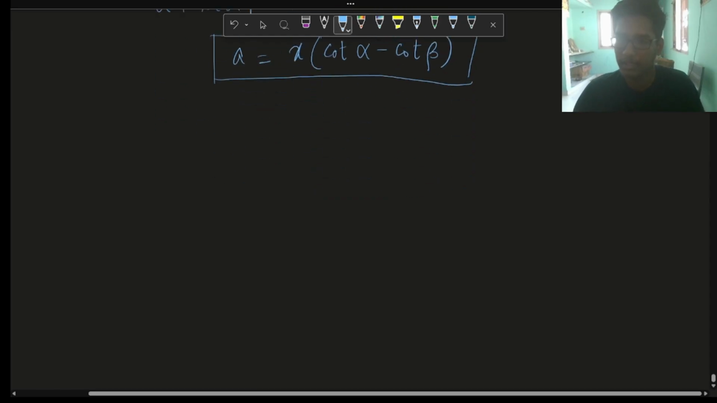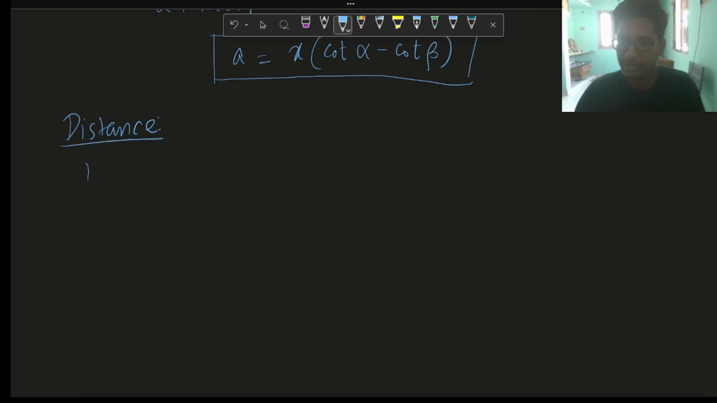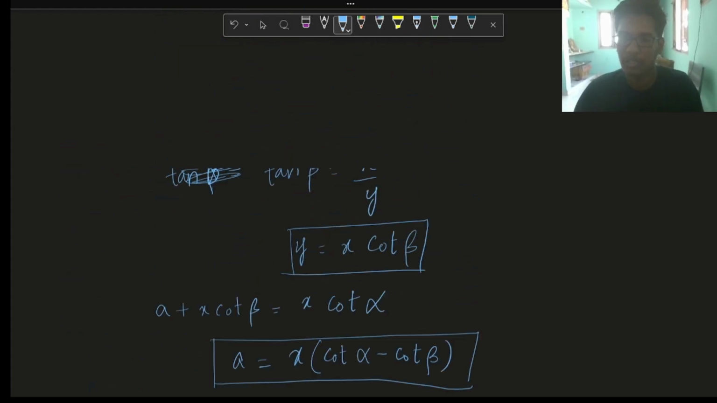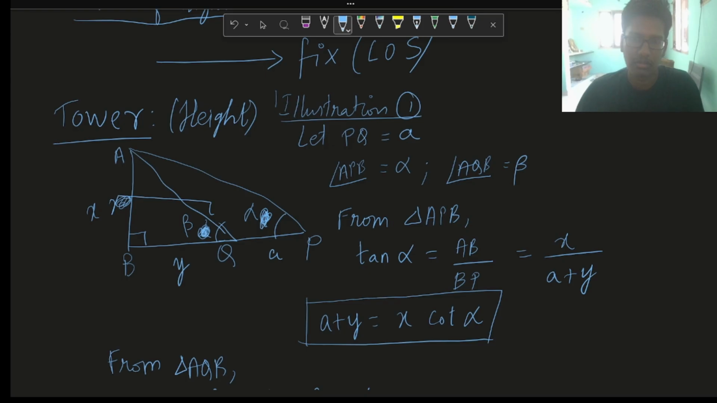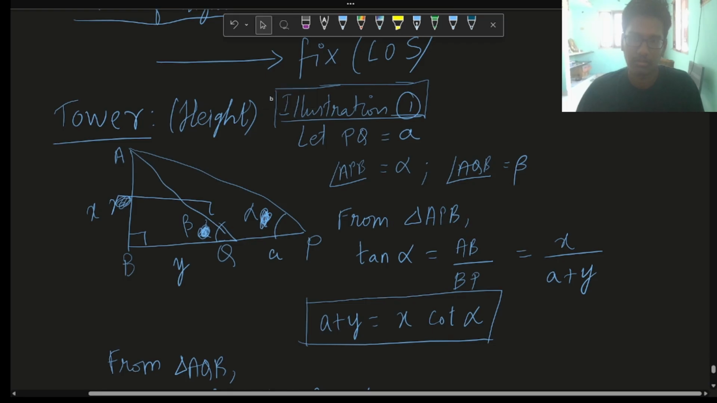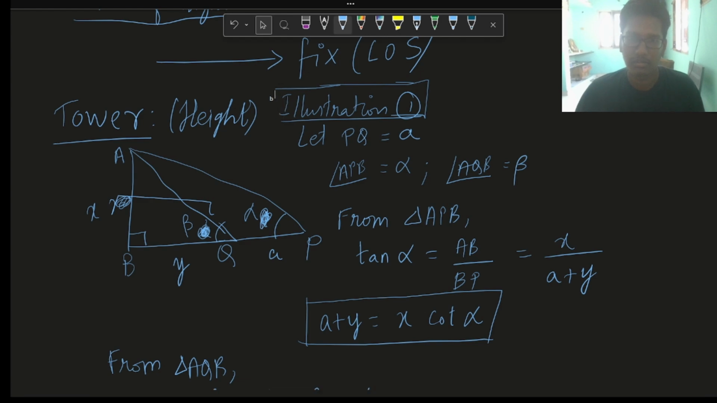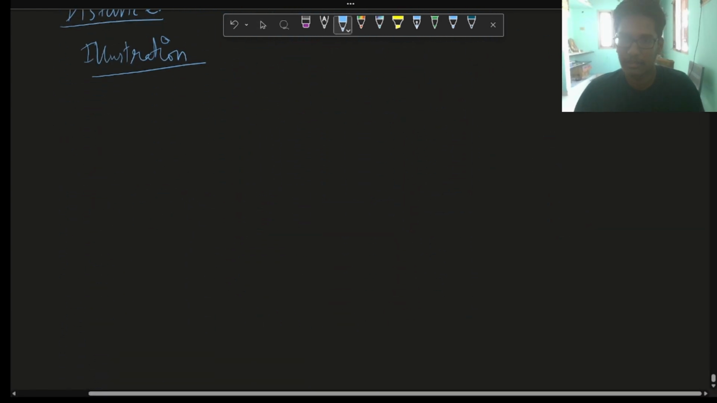And if you wanted to find the distance, let's take another illustration. Let's name that illustration 1. Now this is illustration 2. Now let's solve.